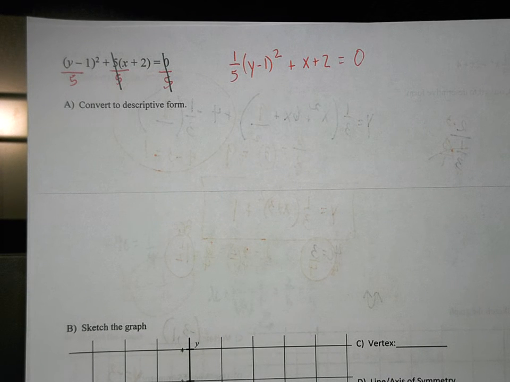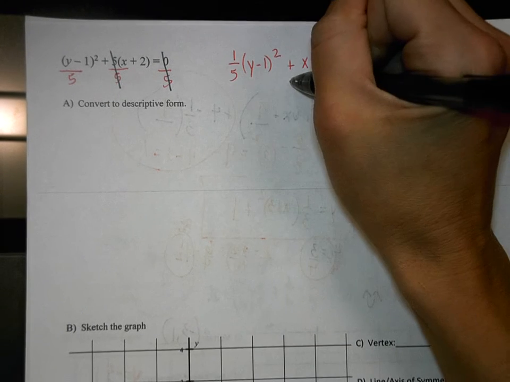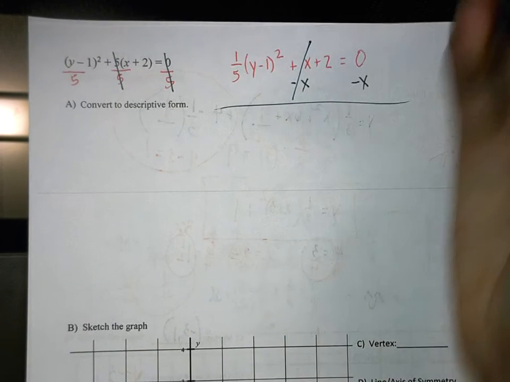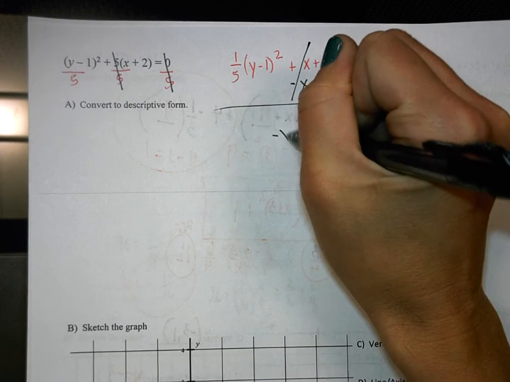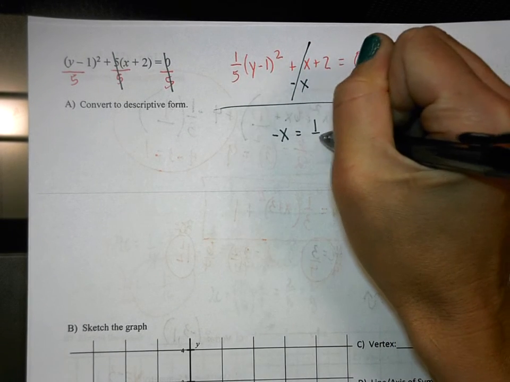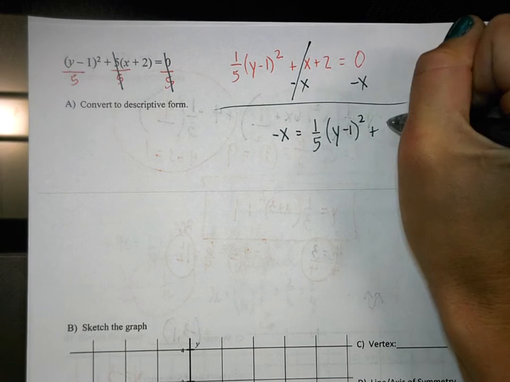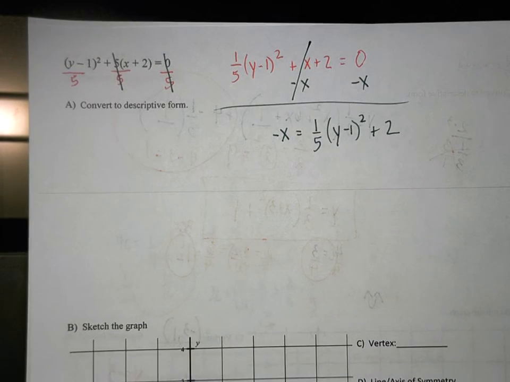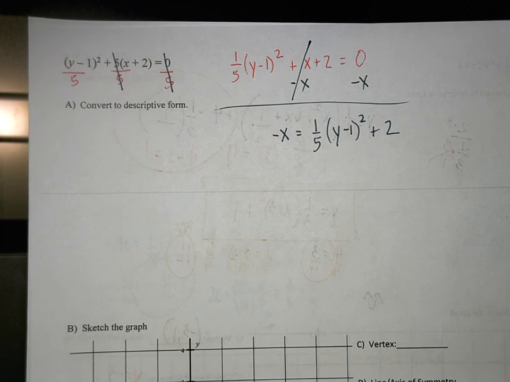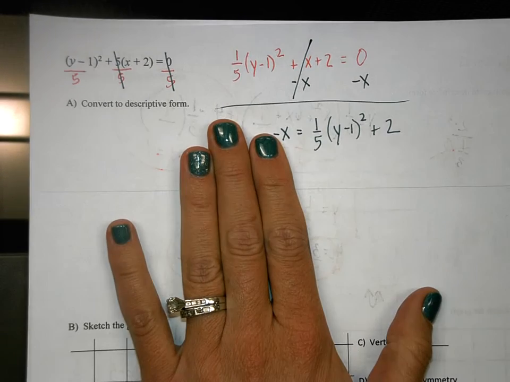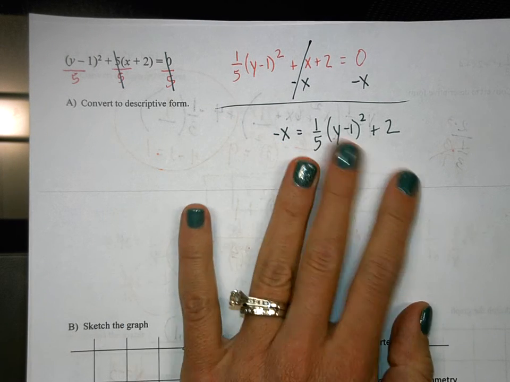What do you think I should do here next? Okay, so if I subtract x, you get a negative. I'm going to rewrite this here. I have negative x equals 1/5 y minus 1 squared plus 2. And Jordan brought up a great point there in that this is a negative x and we need it to be positive. But this is fine. This is probably the least amount of work.